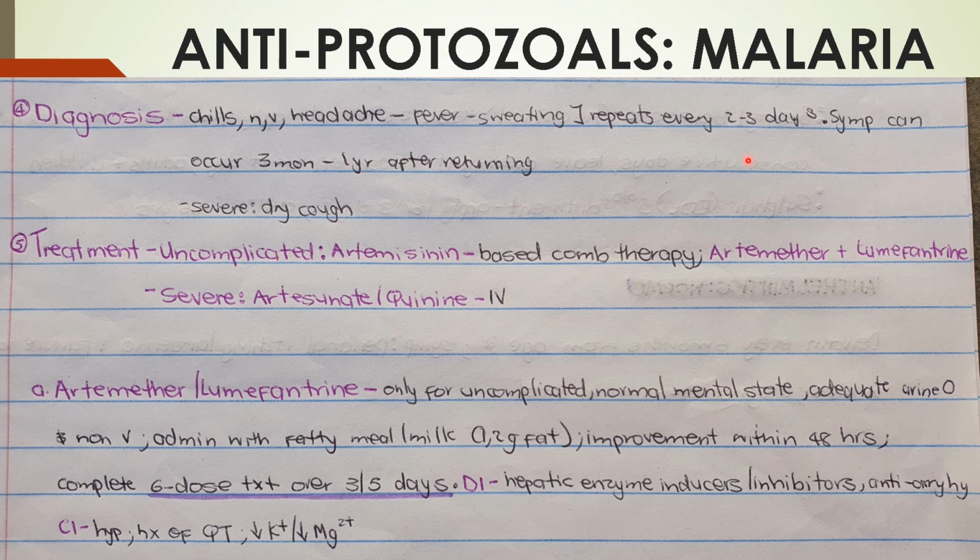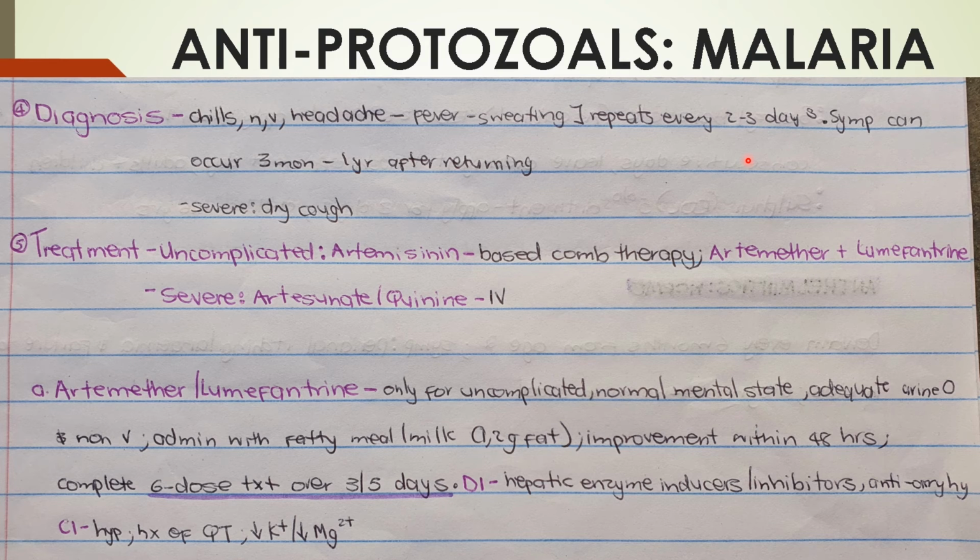So diagnosis, symptoms include chills, nausea, vomiting, headache, fever, and sweating. So you will have the symptoms for several days, and then it goes away, and then it comes back 2 to 3 days after, and they can occur every 3 months to 1 year after returning. So even 12 months after you've come back, you might have these symptoms come and go.